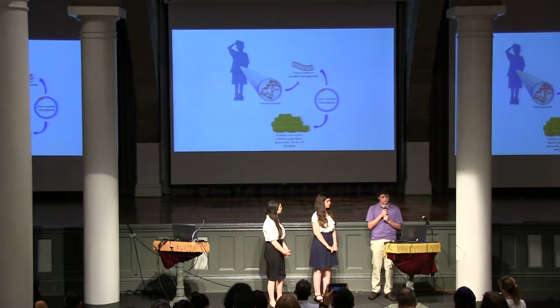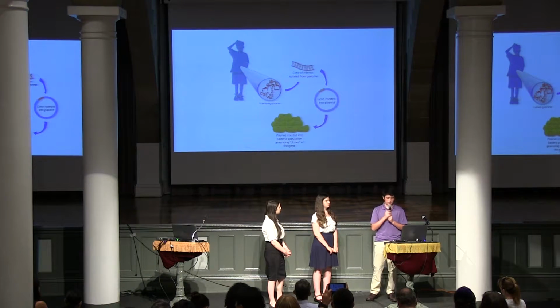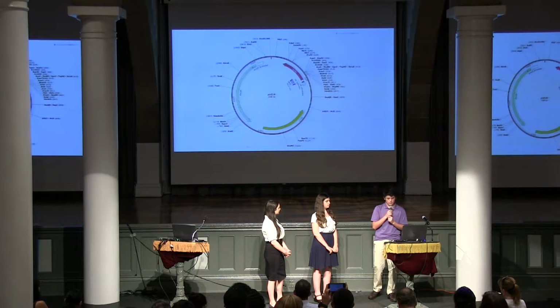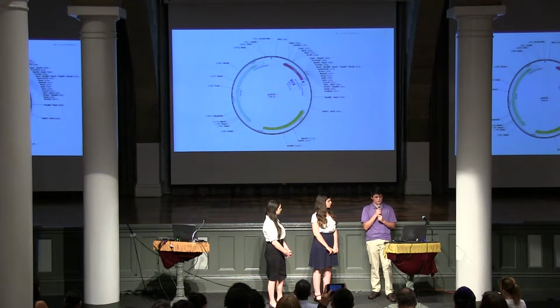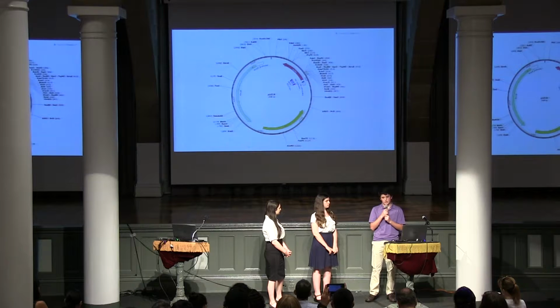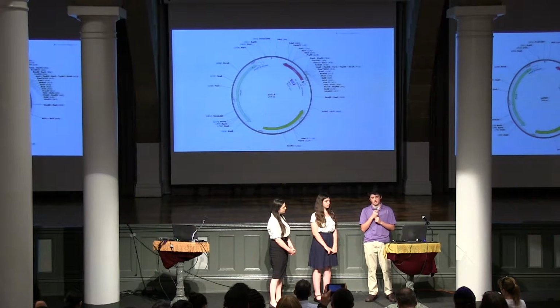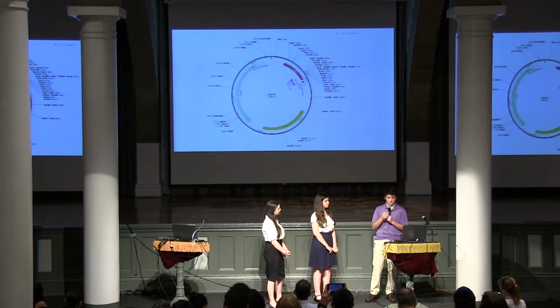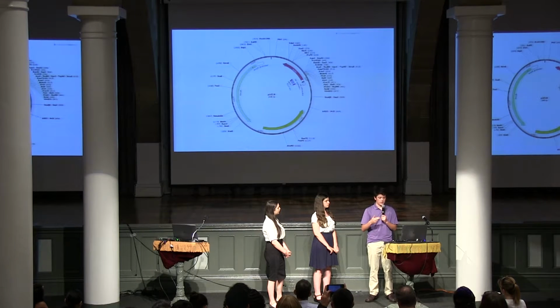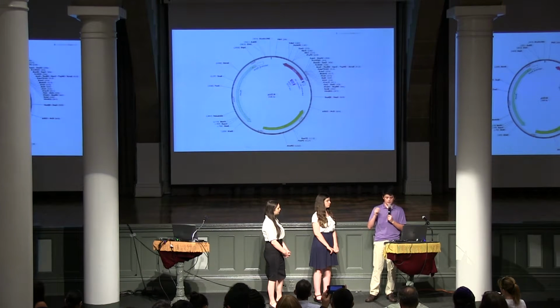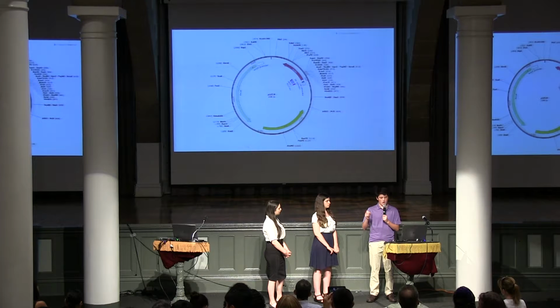So once we've amplified our gene of interest, we insert the gene into a plasmid, and the plasmid that we used for our experiment was pUC19. In order to insert this gene into the plasmid, we use restriction enzymes or molecular scissors to cut the plasmid. From there, we then ligate the gene onto the plasmid, and we then insert the plasmid into DH5 alpha E. coli.